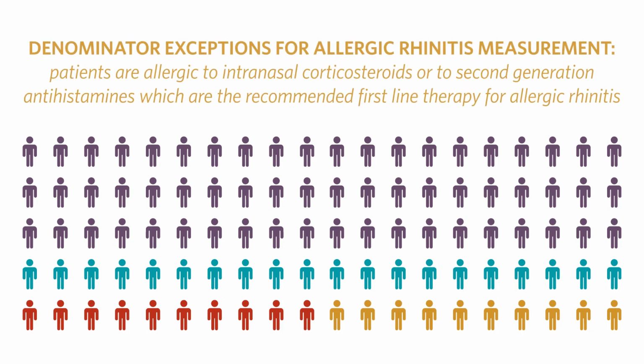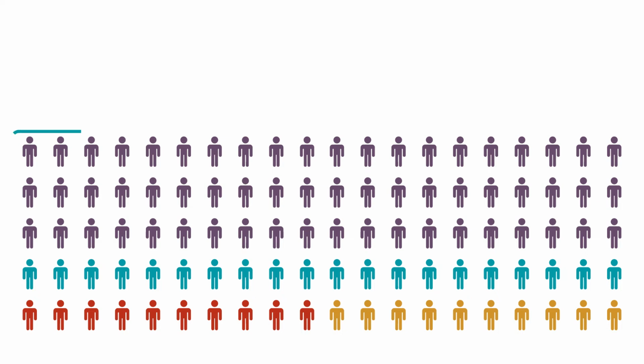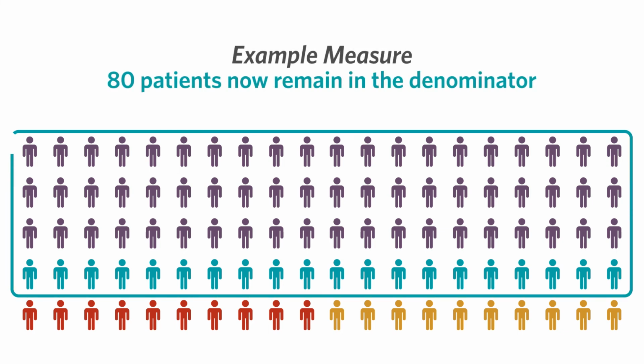They are allergic to intranasal corticosteroids or to second-generation antihistamines, which are the recommended first-line therapy for allergic rhinitis and therefore identified as exceptions for this measure. Removing the exceptions, 80 patients now remain in the denominator.